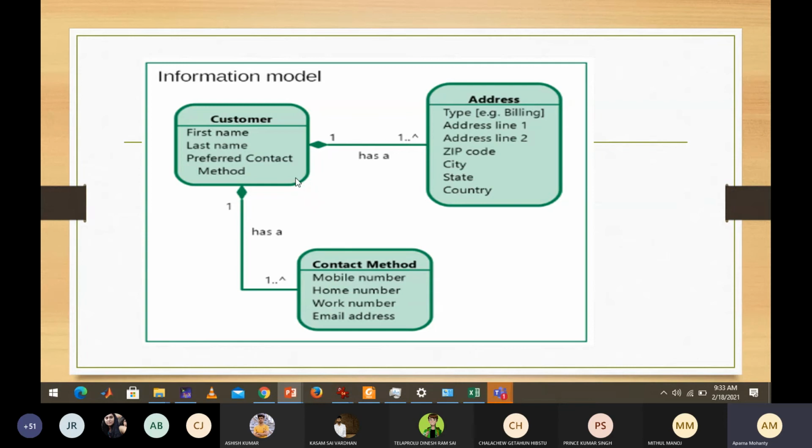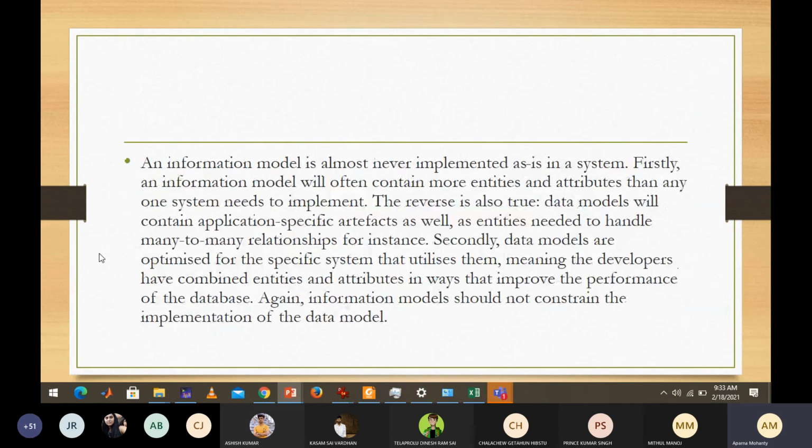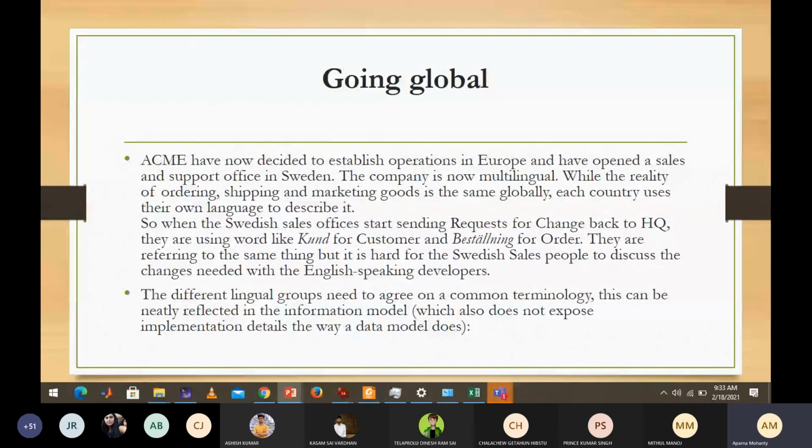So what we did was merge the data of two different models. One was your ordering model, one is your marketing model. In ordering, you had just customer detail and billing address. In marketing, you had customer and contact method. If you combine all three, it results in an information model. These are all theories. So the next thing is going global.